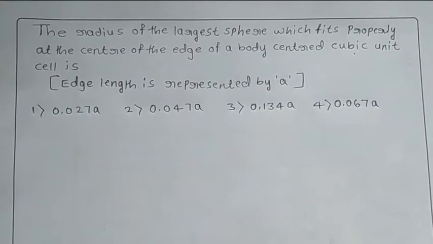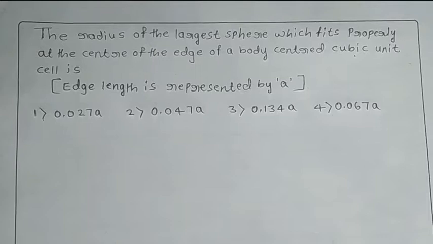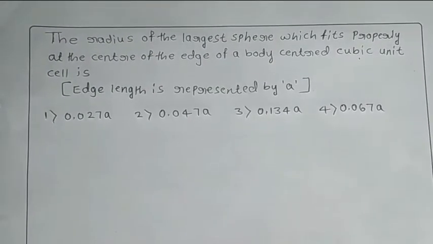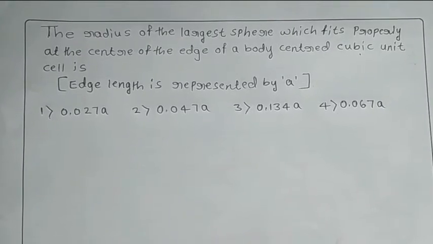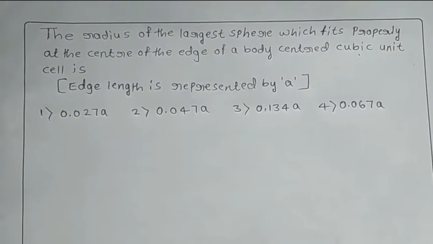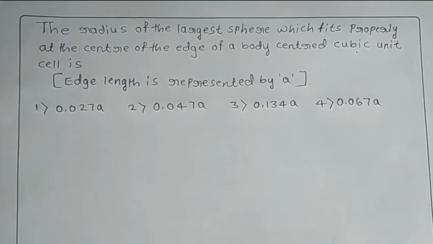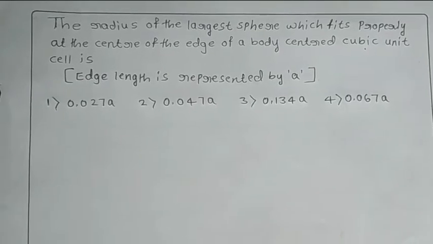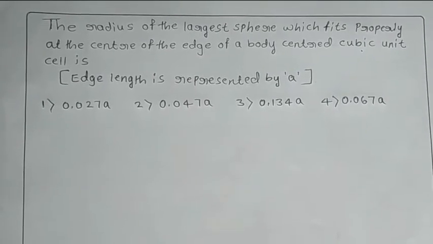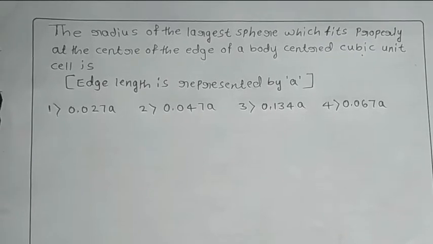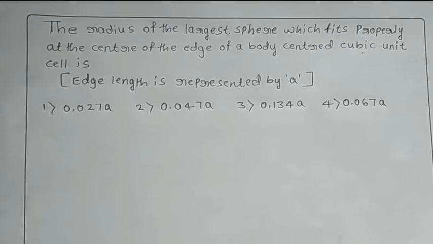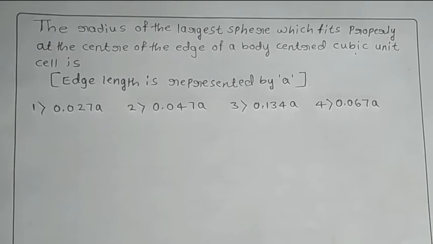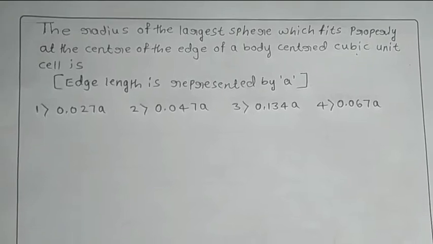See one more question. The radius of the largest sphere which fits properly at the center of an edge of a body centered cubic unit cell. Edge can be represented by A. In this question we have to calculate the radius in terms of edge length. A is the edge length. See the options. All the options are in terms of edge length. So we have to calculate the radius in terms of edge length.